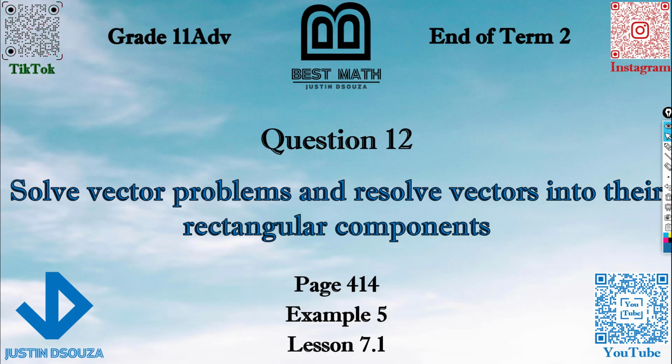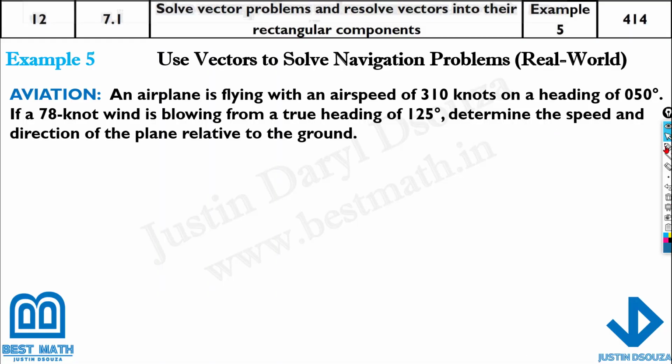In this video, we will solve a real world problem using vectors. It's from lesson 7.1. Here we have been told regarding aviation, an airplane is flying with an airspeed of 310 knots on a heading of 050 degrees. 050 means it is from the north. See, from the north, here 50 degrees. It's just more than 45, right? So that will be the plane. It's heading with 310 knots.